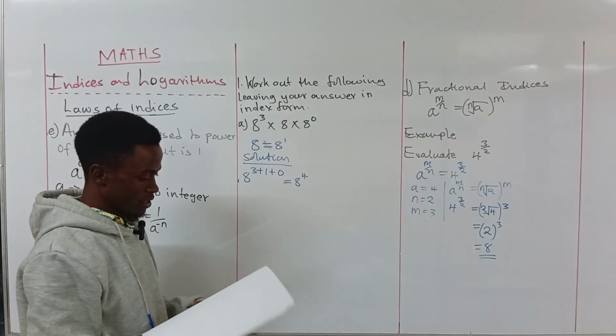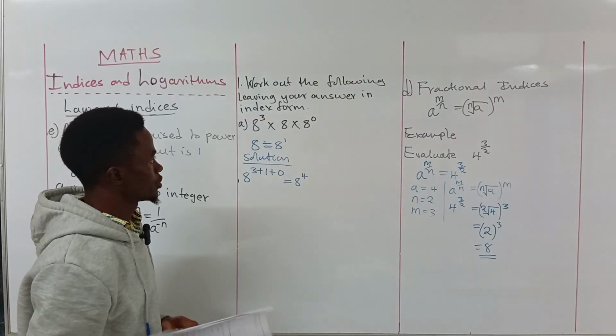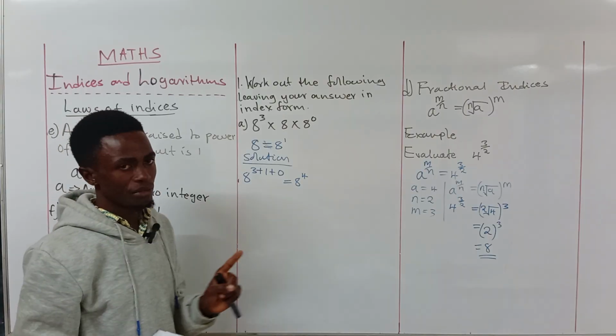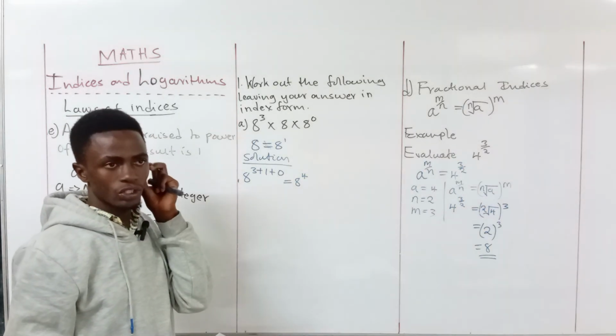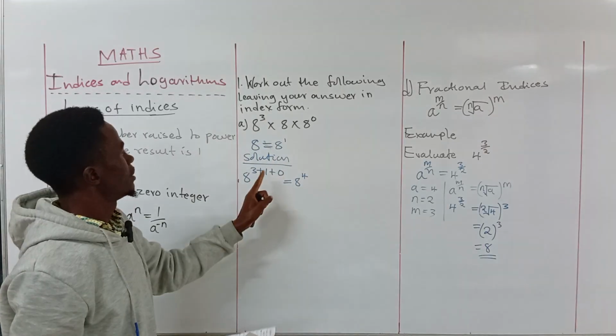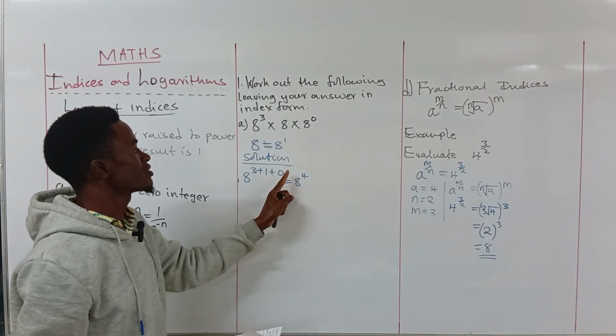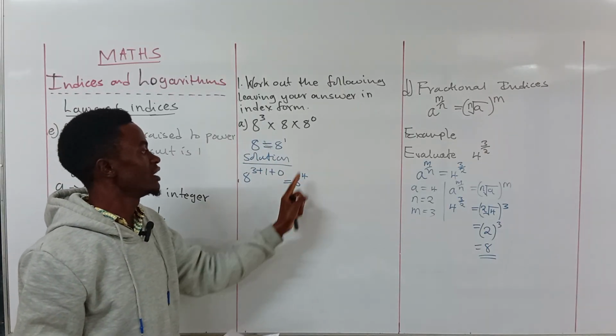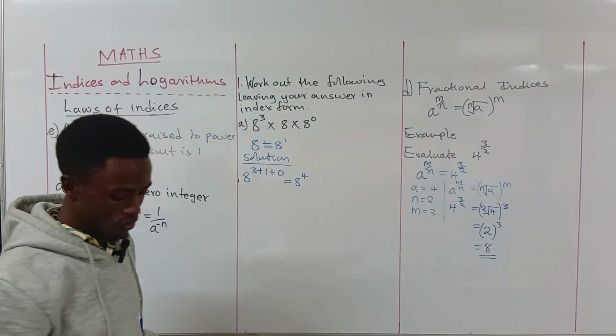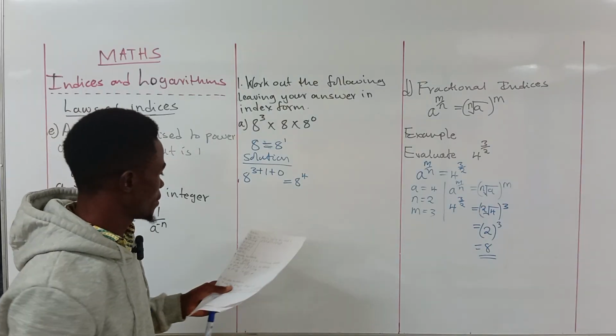So what have we done? According to the law of multiplication, we maintain the base, but on the powers, we add them. So we add 3 plus 1 plus 0, which is going to give us 8 power 4.